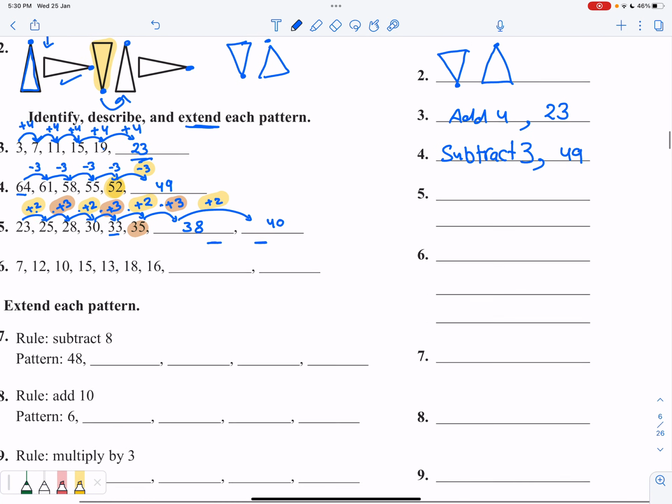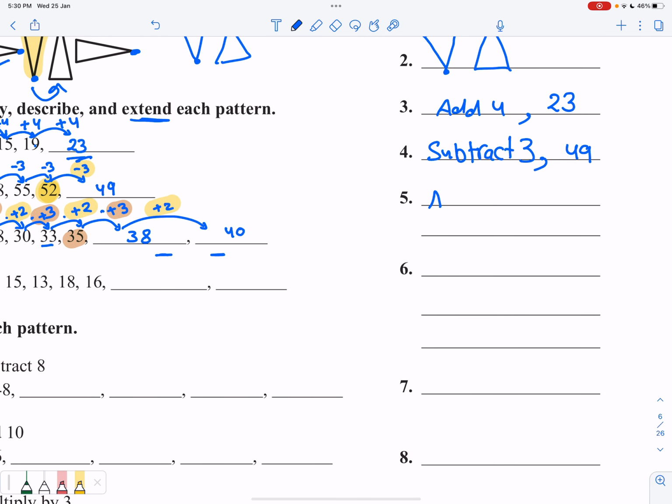So here, we're going to say add 2. Then add 3. And the extended terms are 38 and 40.